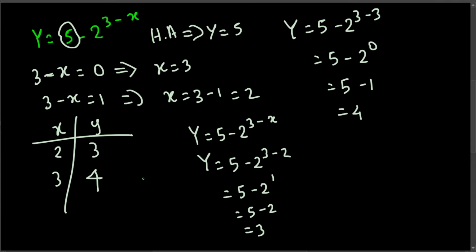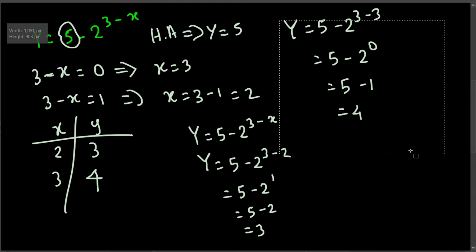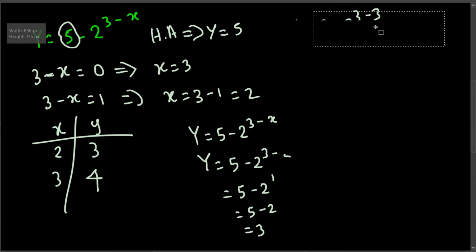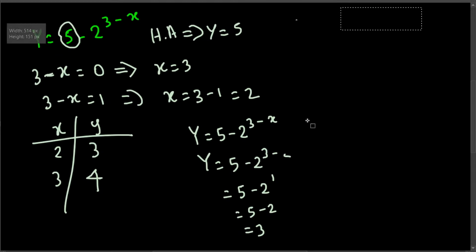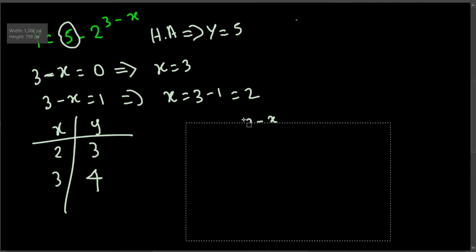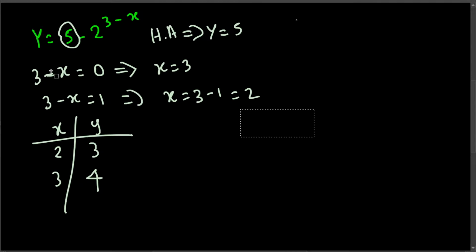Now we have the two points of interest, and also we have the horizontal asymptote. Now we can go ahead and plug it in the graph and draw our graph. Now I'm going to remove all these things. Okay, let's draw our graph.